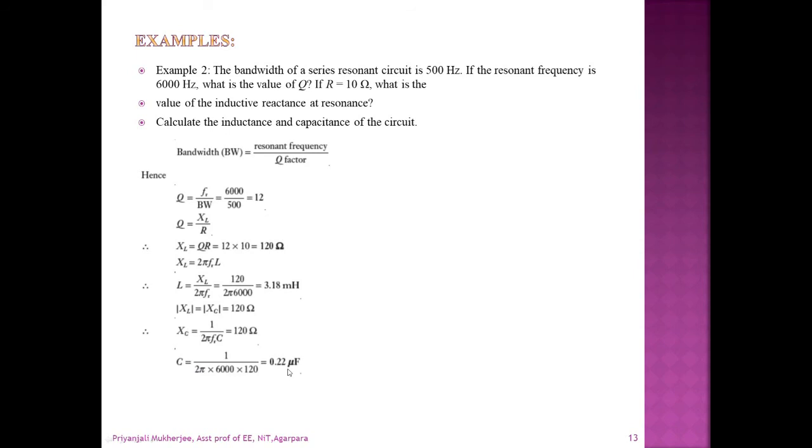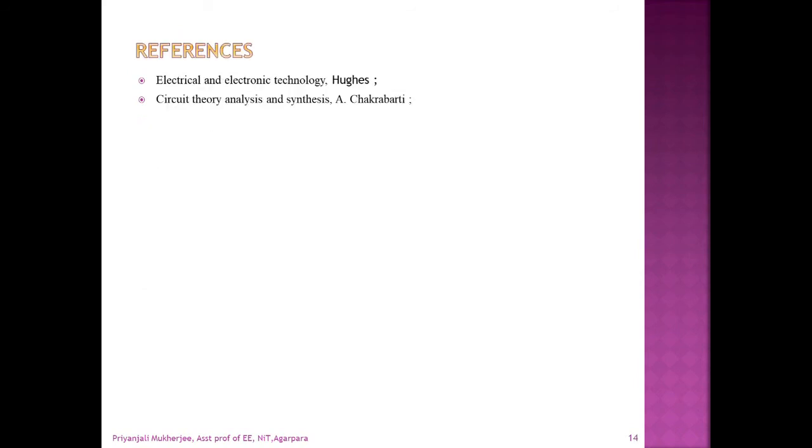So in this lecture, we have considered the series resonance, the properties of the series resonance, the variation of resistance, inductive and capacitive reactance with the frequency, the variation of current and impedance in a series resonating circuit, the bandwidth, the Q factor, the relationship between the bandwidth and Q factor, and some numerical problems. And in the next video, we'll consider the parallel resonance. And these are the references.